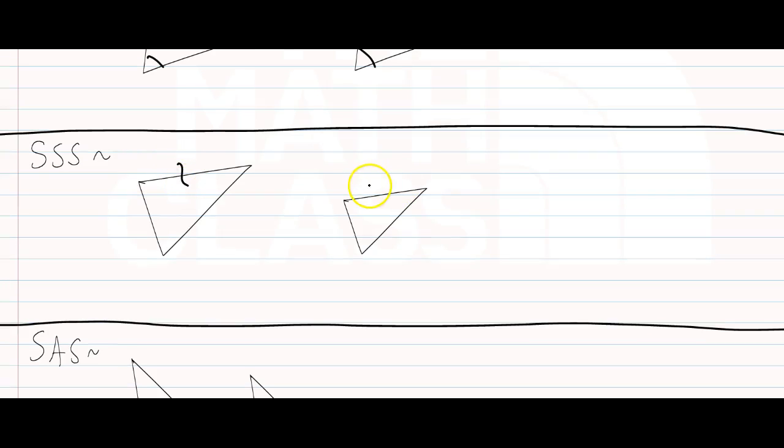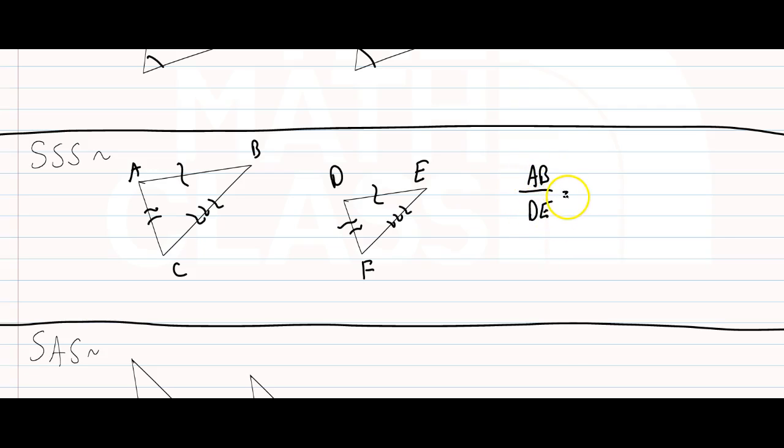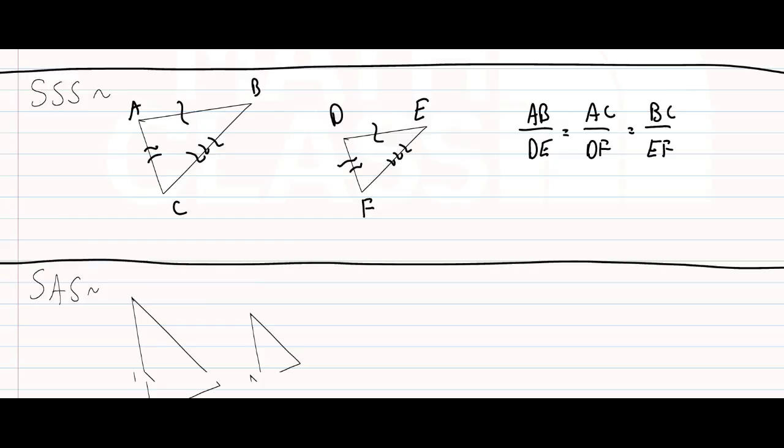Next one, if we have all three pairs of sides that are in the same ratio, then the two triangles are similar to each other. In other words, we'll give these names: triangle ABC, triangle DEF. If the length of AB divided by DE is in the same ratio as the length of segment AC divided by DF, and those ratios are also equal to the length of BC divided by EF, then the triangles are totally similar to each other.